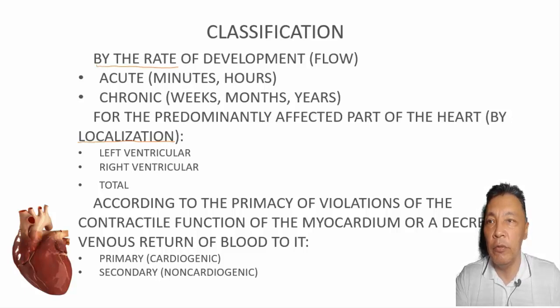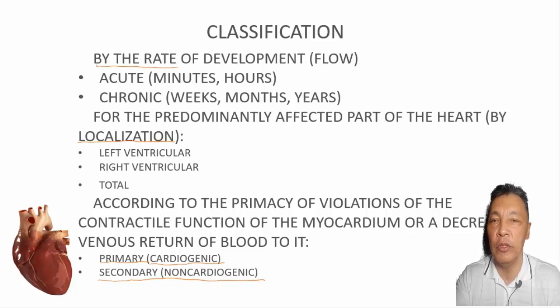According to the primacy of violation of the contractile function of the myocardium or decrease in venous return of blood to it: primary cardiogenic and secondary non-cardiogenic. Primary cardiogenic as a result of decrease of contractile function of the myocardium with normal venous return. Secondary non-cardiogenic as a result of decrease in venous blood return. Minute volume of blood flow decreases due to a fall of the circulating blood volume: hypovolemia, shock, portal vein thrombosis.